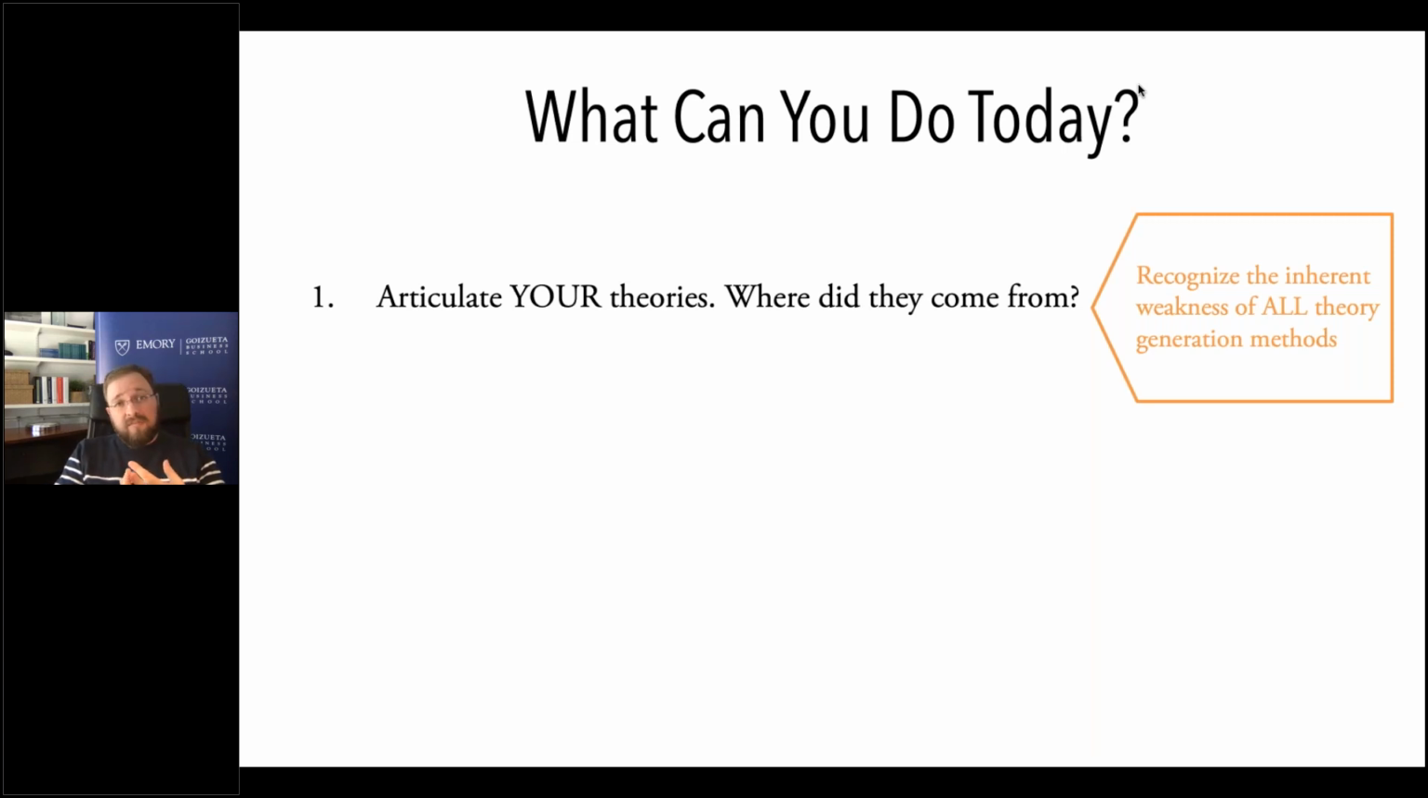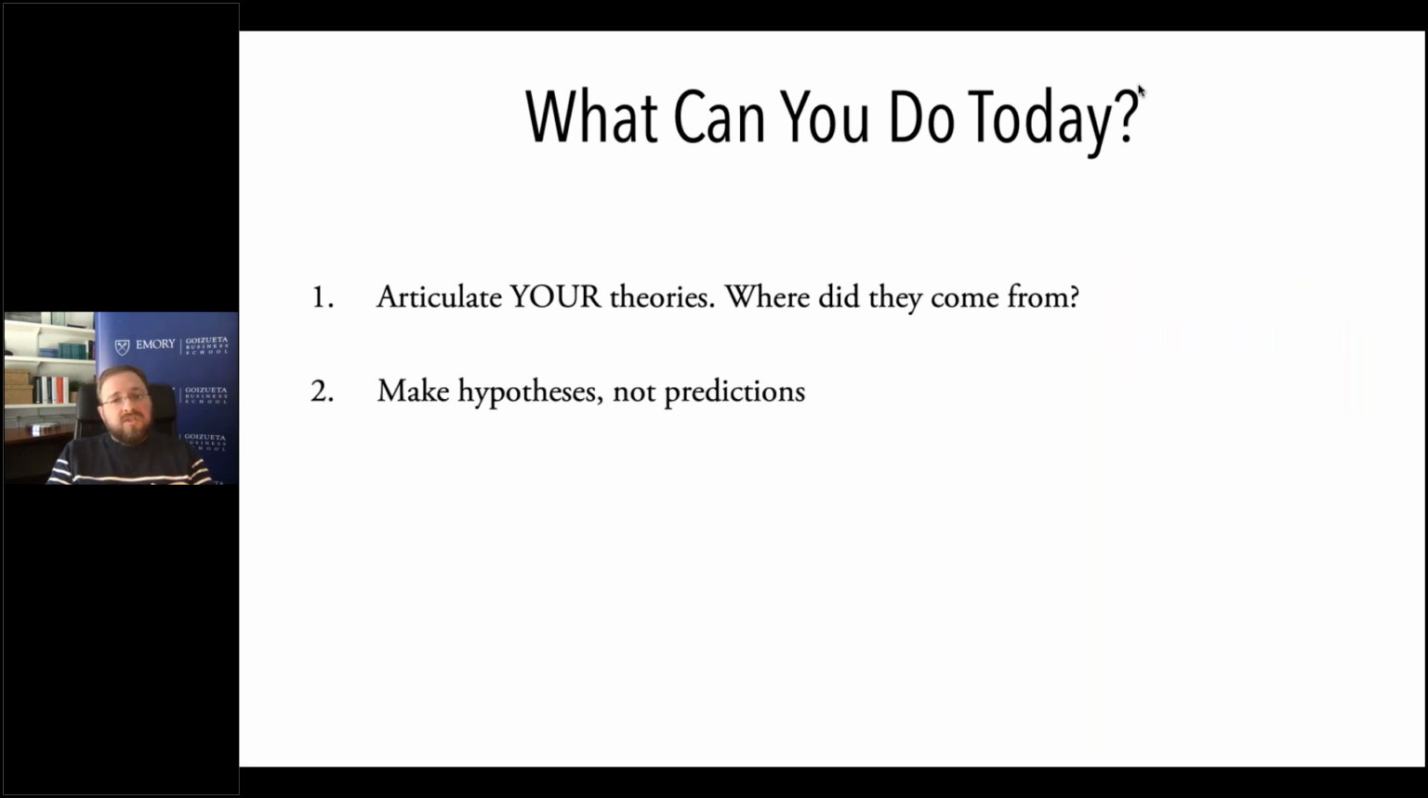Is it a theory of falsifiability? What are the weaknesses of the theories based on how you came up with them? Two, make hypotheses, not predictions. So don't jump straight to solutions. Don't jump straight to what you are sure will happen. Make a formal hypothesis. If this is true, then this should be the outcome.